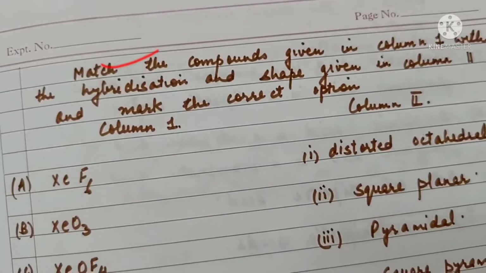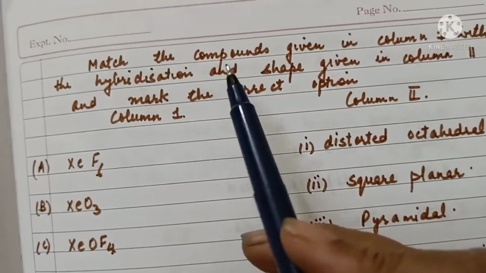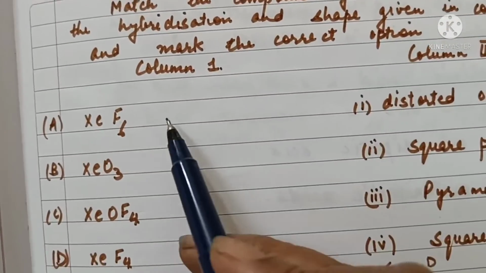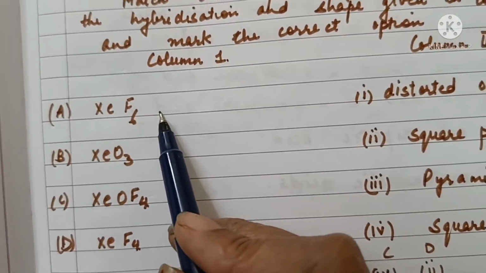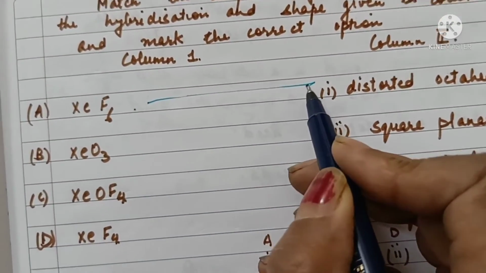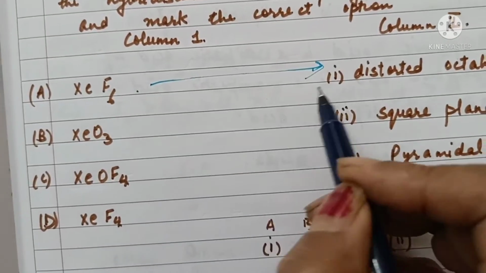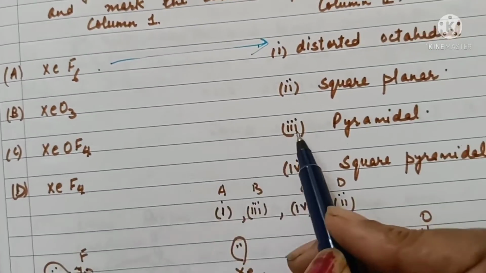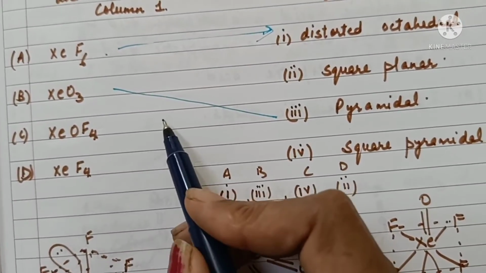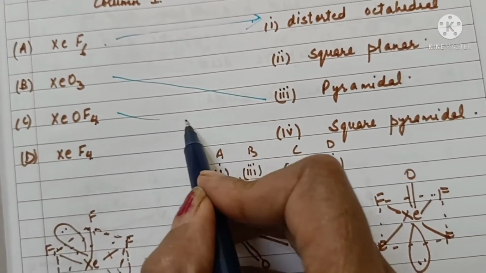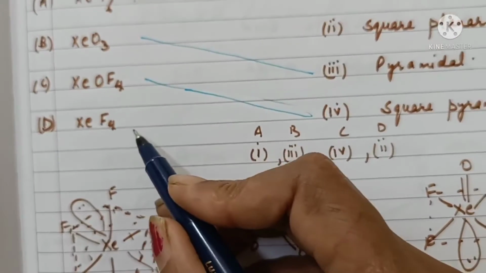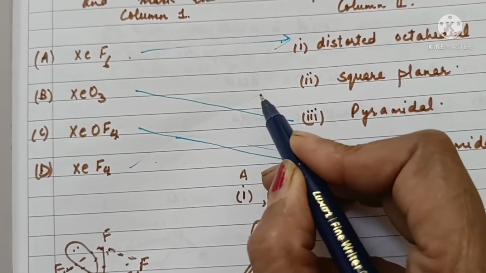Match the following compounds in the given column with the hybridization and shape given in column 2 and mark the correct option. So XeF6 is a distorted octahedral. So option A is matched with option 1. XeO3 is pyramidal. XeOF4 is square pyramidal. And XeF4 is square planar.